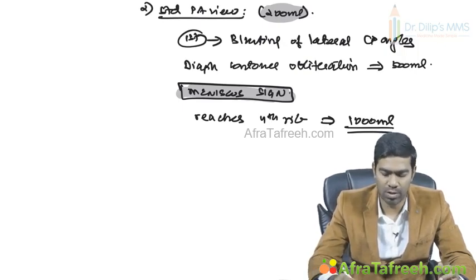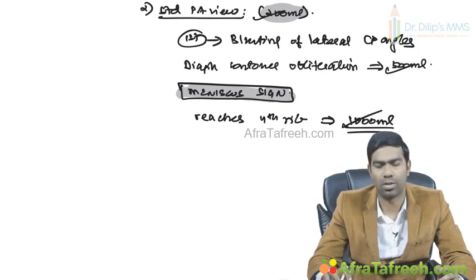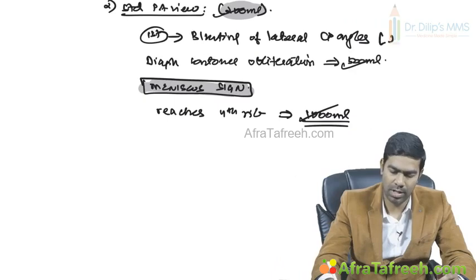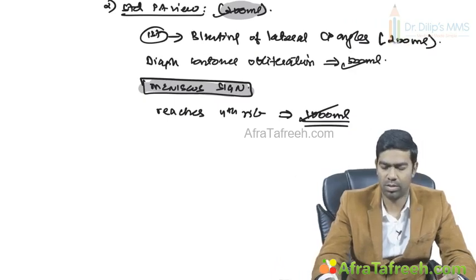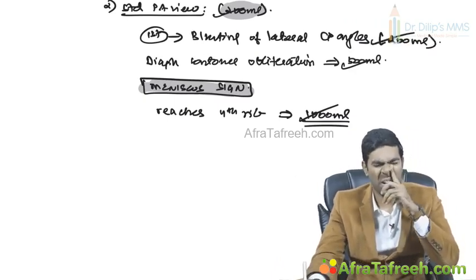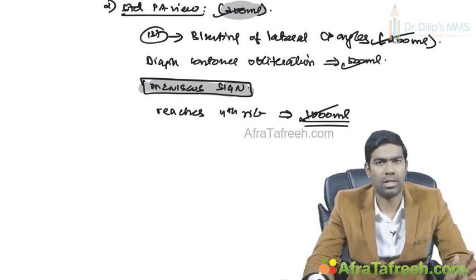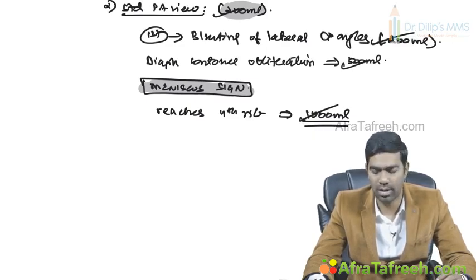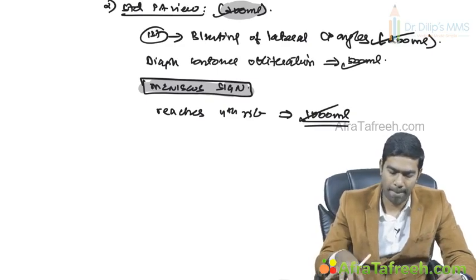So initially I started with 200, then I told you 500, then I went with 1000. Remember, blunting of CP angles happens at 200 ml. So 200, 500, 1000. Clear? Just blunting of the lateral CP angles is 200 ml, diaphragmatic contour obliteration is 500 ml, reaching the 4th rib anteriorly is 1000 ml.